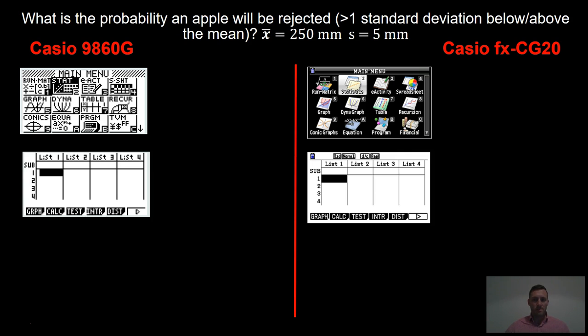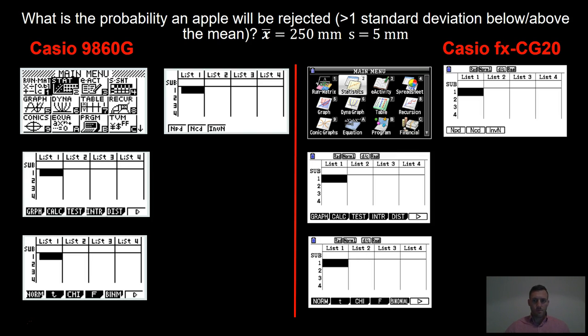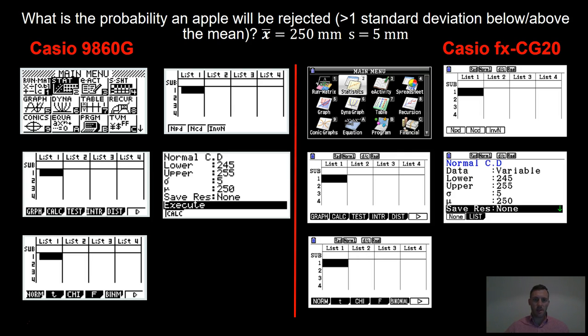Again, we leave the list blank. We press F5 for dist, which is distribution. Press F1 for norm, which is normal. Then we press F2 for NCD, which stands for normal cumulative distribution. Here we enter our data. Remember to change the data option to variable. This doesn't have to be done on the Casio 9860.